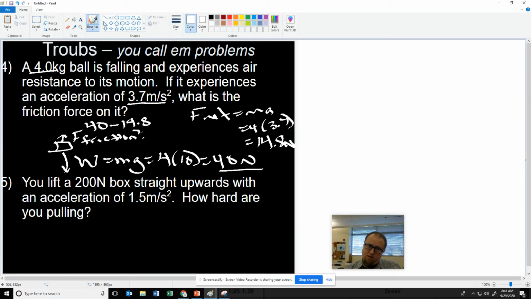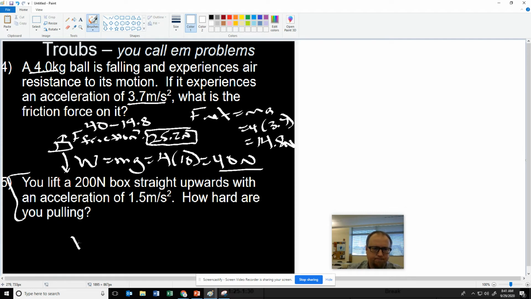Oh, just 35.2. No, 25.2 newtons. Okay. Next up, you lift a 200 newton box straight upwards with an acceleration of 1.5.